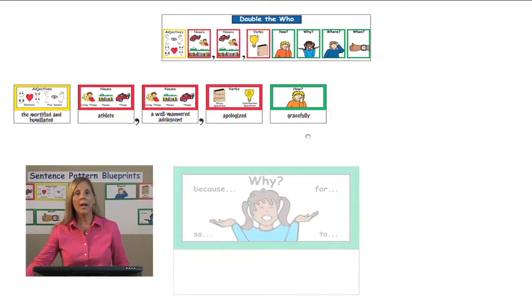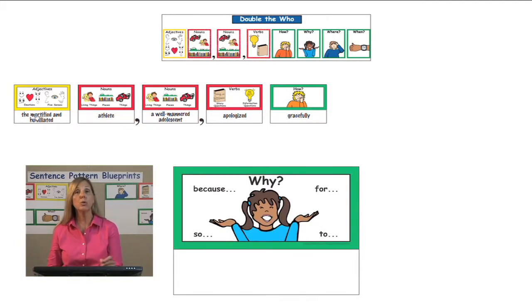Next, we'll fill in our why. And we formulate a why question using the entire sentence. Why did the mortified and humiliated athlete, who's well-mannered, apologize gracefully, and we're looking at our picture, to those other players? Why? When students are answering that question, they have some starter words. They could use because, so, for, to. These are words that they could use to generate the answer to that question to create a phrase or clause for their sentence. Why was he apologizing to these other players in this scene?